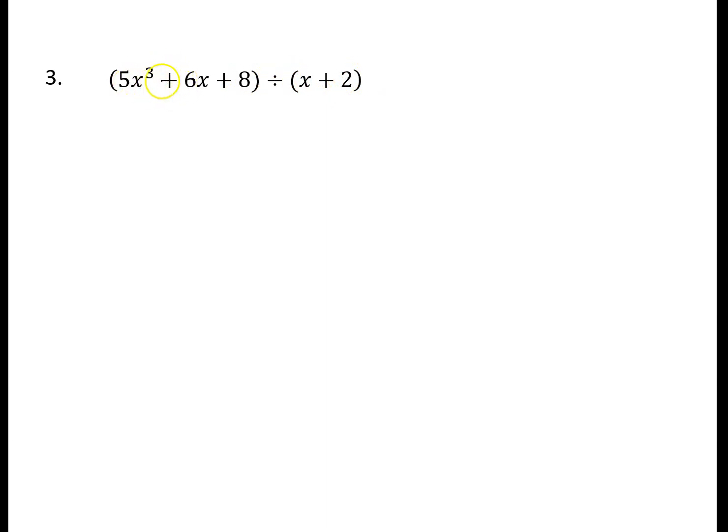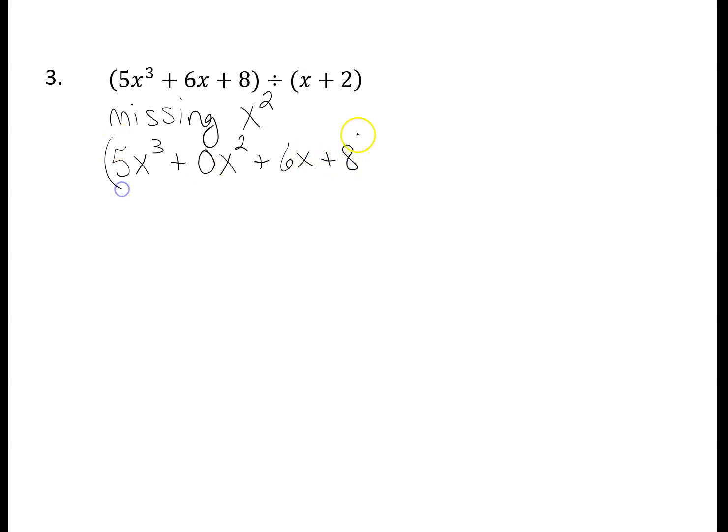However, when you're looking at your exponents in your dividend, you should notice that it's missing an x squared. Okay, I'm going to write that down here. Missing x squared. It's got x cubed and it's got x, but it doesn't have an x squared. So it really needs to become 5x cubed plus 0x squared plus 6x plus 8 divided by x plus 2.